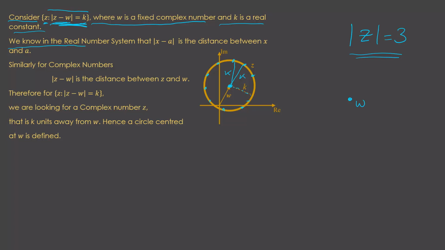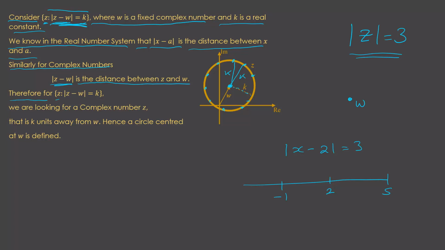We know that in the real number system that mod x minus a is the distance between x and a. For example, if we had mod x minus 2 is equal to 3, that would be the distance from 2. Therefore, x could be 5. That would be at a distance of 3 from 2. Or it could be at -1. Similarly, for complex numbers, mod z minus w is the distance between z and w. I've mentioned this several times, but it's an important point.